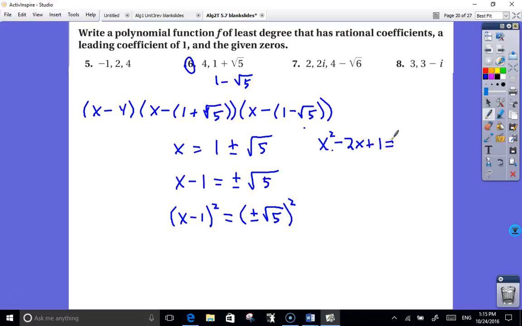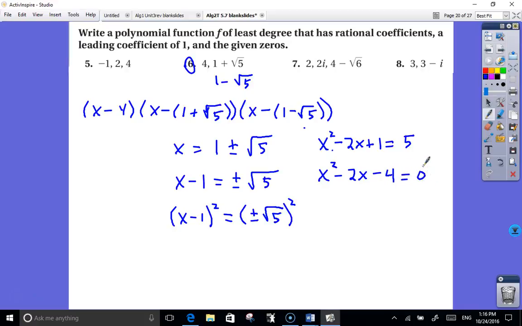What do you get when you square plus or minus? If you square a plus times a plus, it makes a plus. A minus times a minus makes a plus. So the plus or minus goes away. When we square it, there is no more plus or minus. And then the square root of 5 times the square root of 5 is 5. Okay? There you go. And so now subtract 5 from both sides. X squared minus 2x minus 4 equals 0.